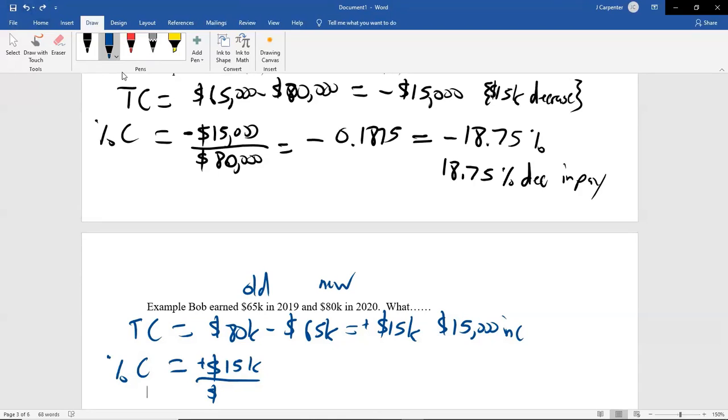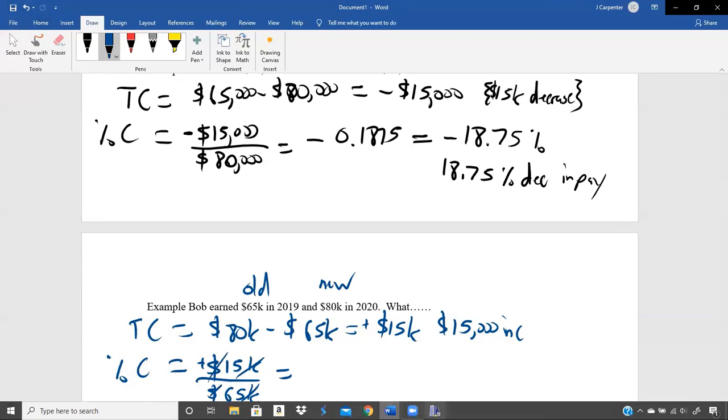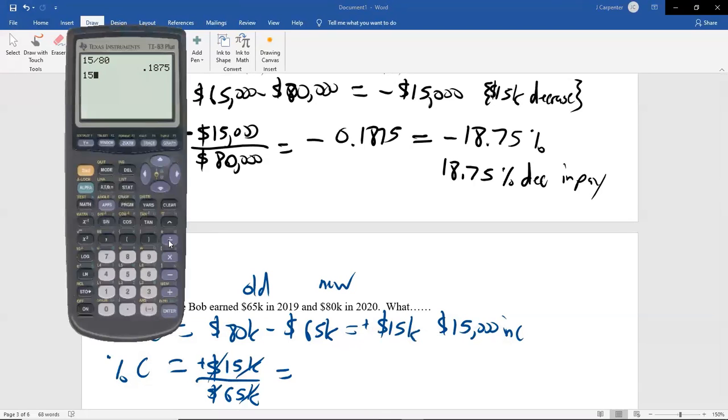But anyways, the old amount was 65,000. So that's what we should have been dividing by. The dollars and thousands still cancel, but we're doing 15 divided by 65. And we get 0.2307, blah, blah, blah. So if you move the decimal twice to the right, that'll be 23.1 if you round to the nearest tenth.